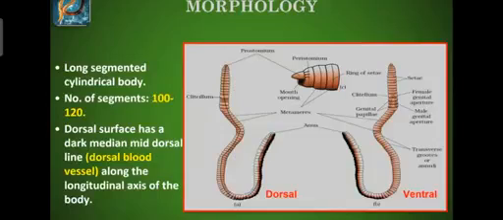In the picture you can see both dorsal and ventral views are given. In the first picture, the dorsal surface has a dark median mid-dorsal line. In the center of the earthworm on the dorsal side, a dark median line is visible. That is nothing but the dorsal blood vessel along the longitudinal axis of the body. Clear?